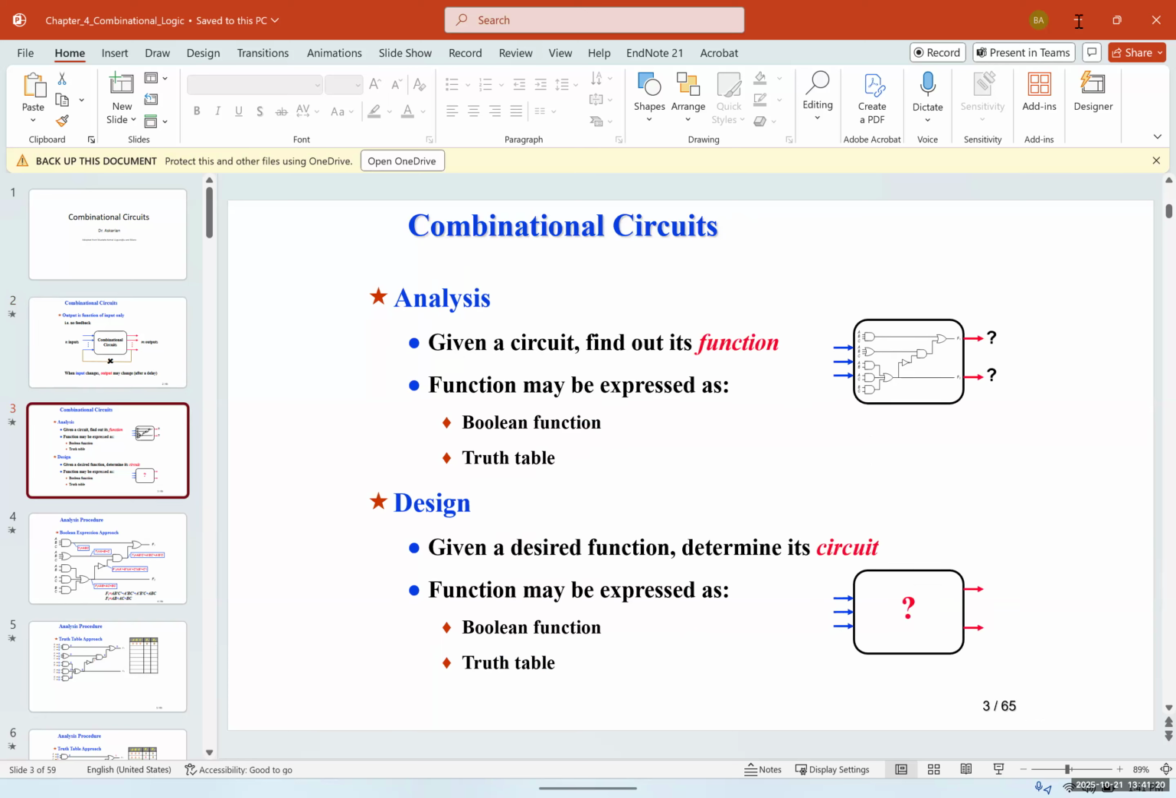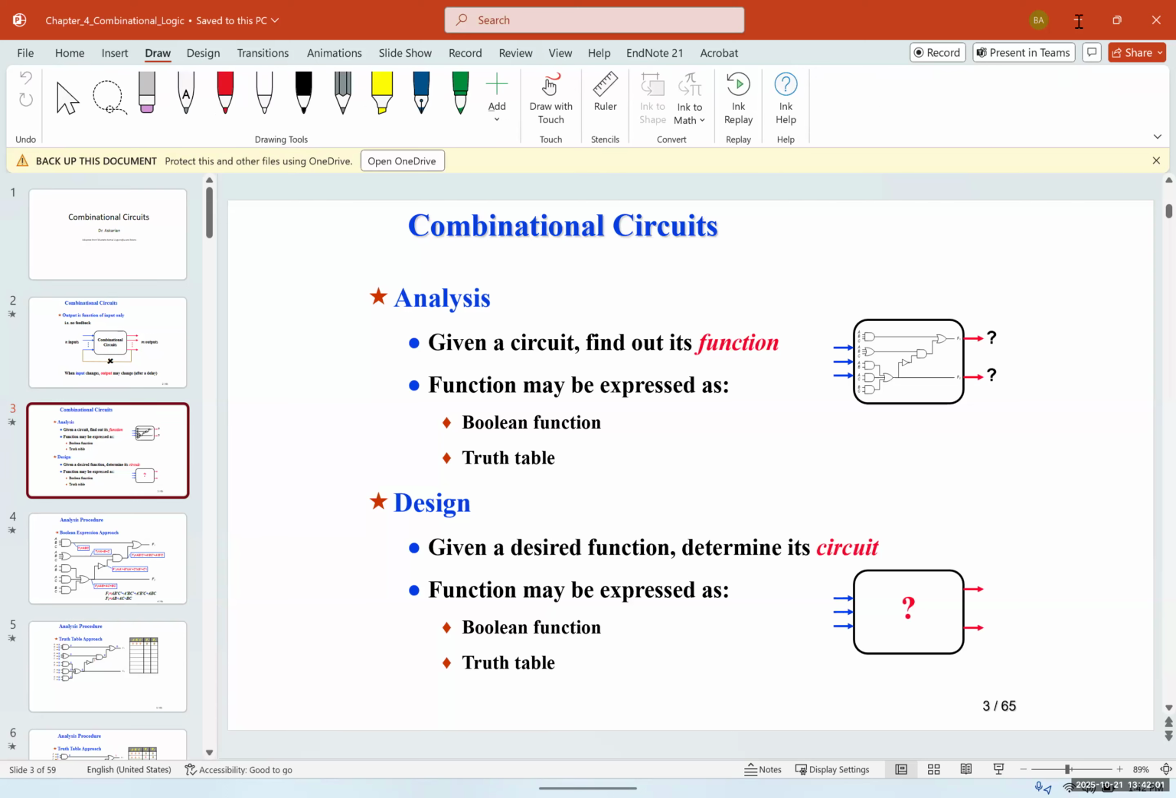In this chapter, we're going to do the analysis and design. The analysis is that we are given a circuit and we find out its function. And the function may be expressed as a Boolean function or the truth table. Or we would design a combinational logic circuit. So for designing, we are given a desired function and we determine its circuit. Again, the function may be expressed as a Boolean function or a truth table. So 2 things. We may be given a circuit and ask for the function, or we give you a function and ask for the circuit.